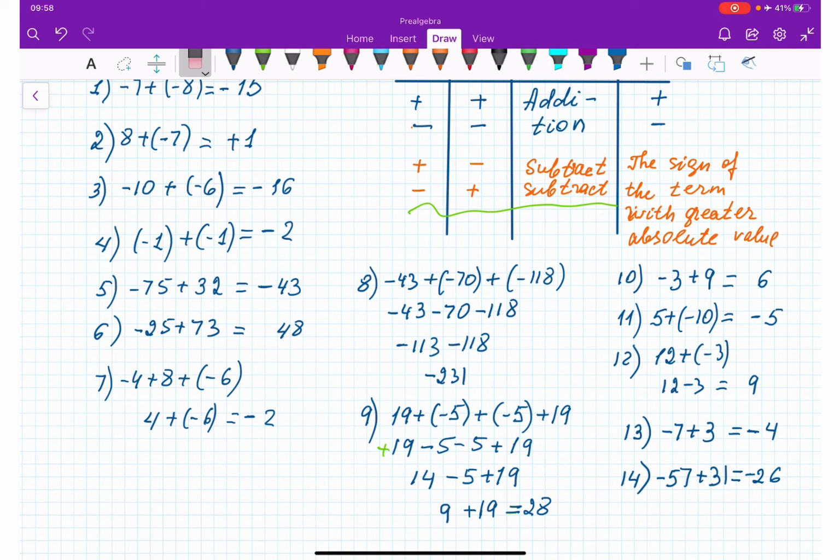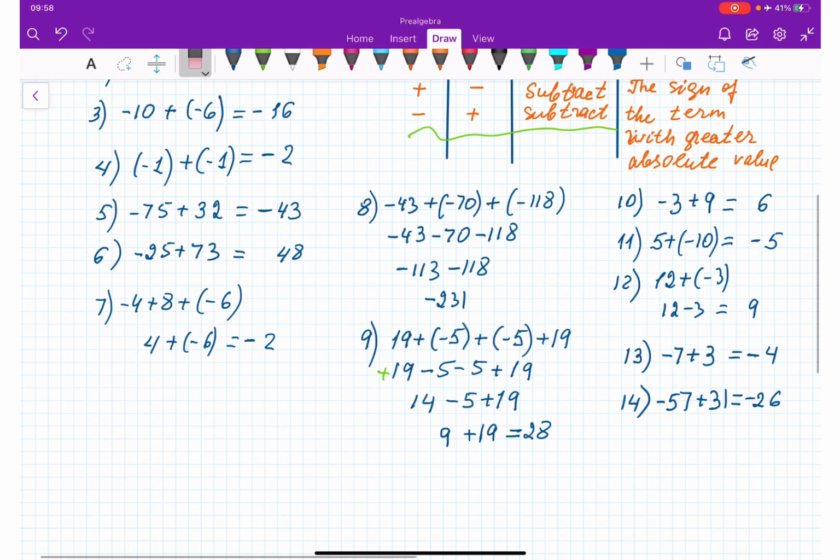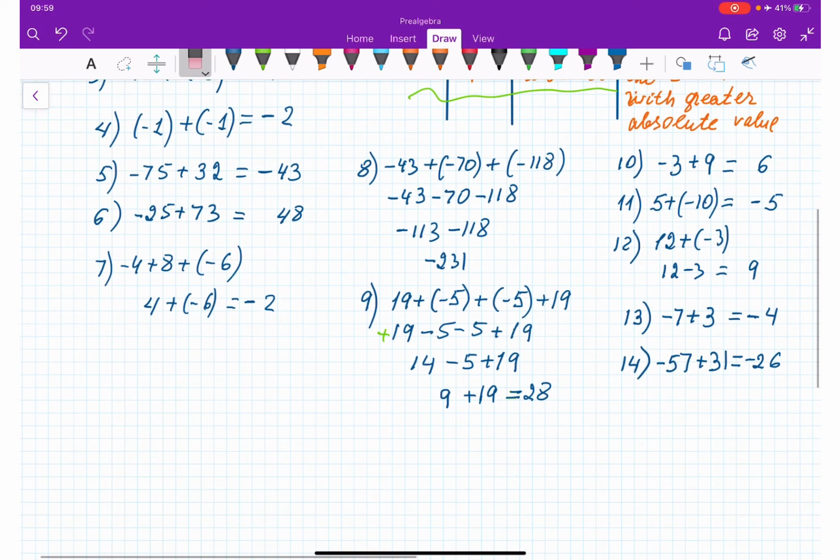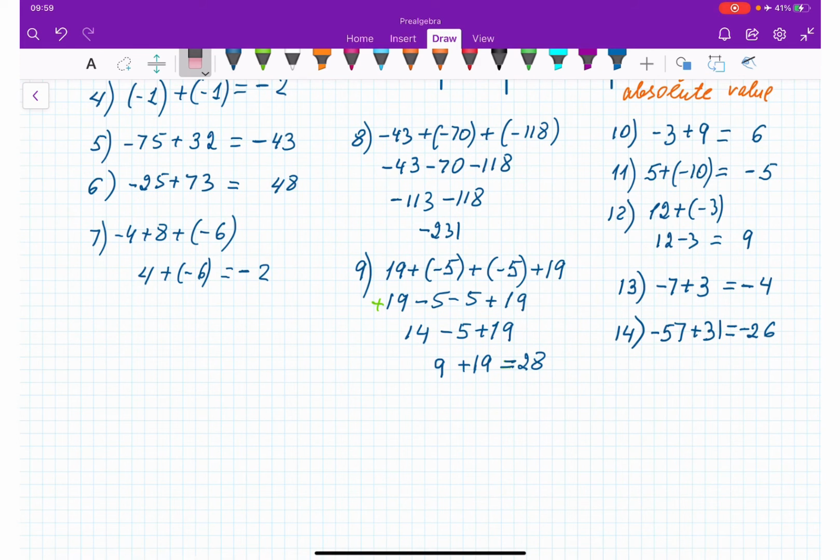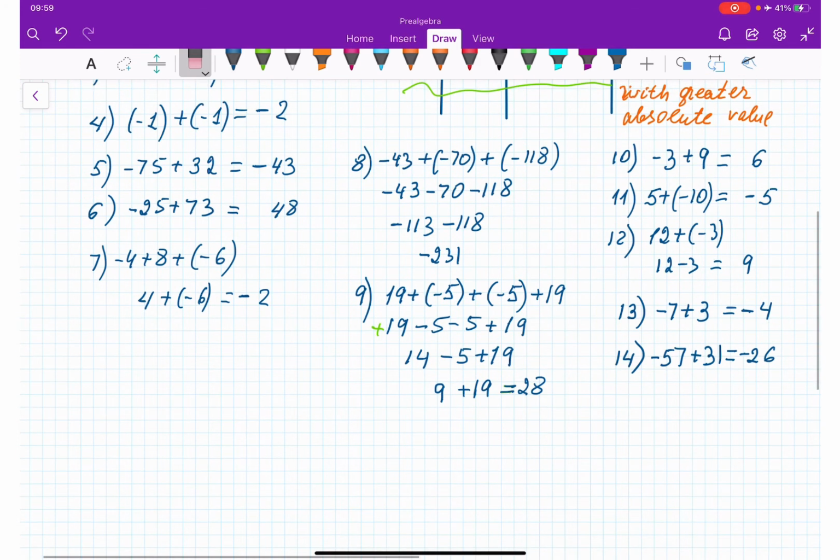All right, solving number 15. That's what I will do.